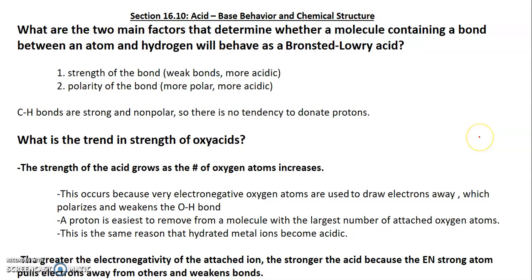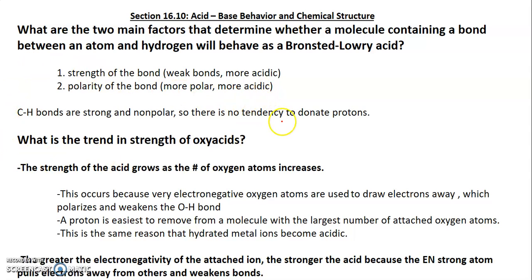As it says here, what are the two factors that determine whether a molecule containing a bond between an atom and hydrogen will behave as a Bronsted acid? The answer to that question is the strength of the bond and/or the polarity. In the first case, weaker bonds are going to be more acidic, and for polarity, more polar means more acidic.